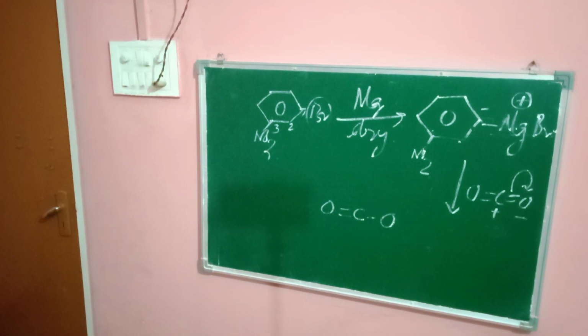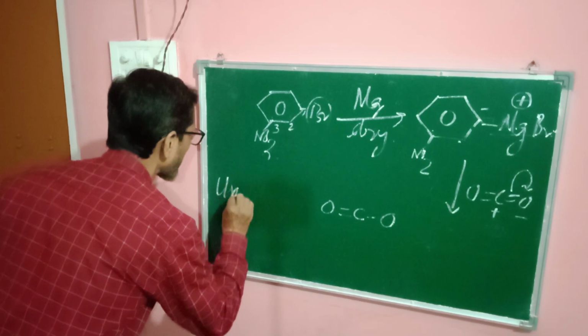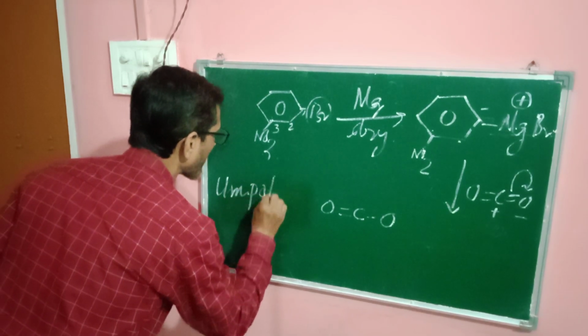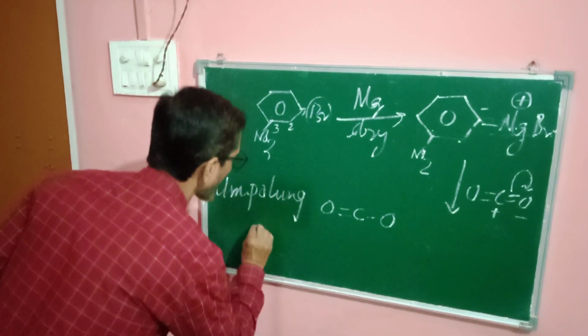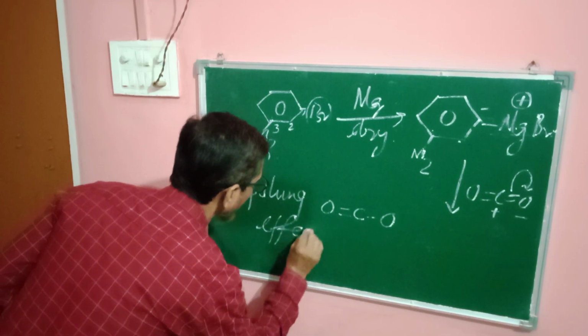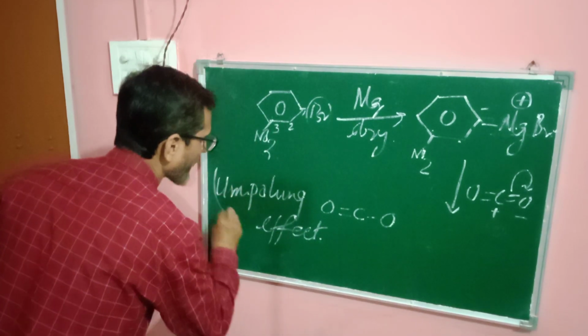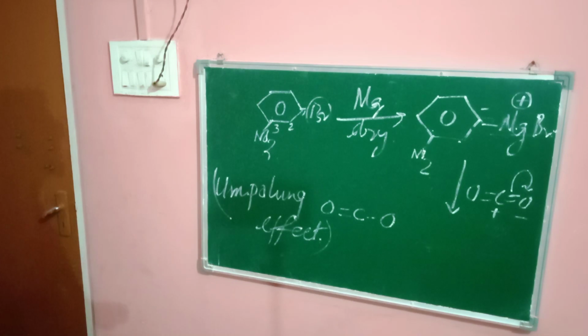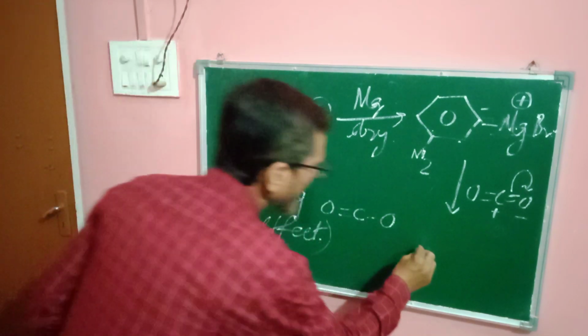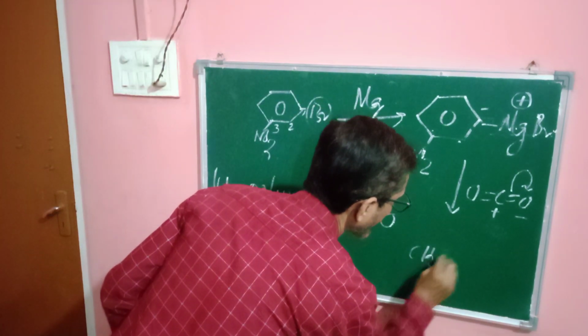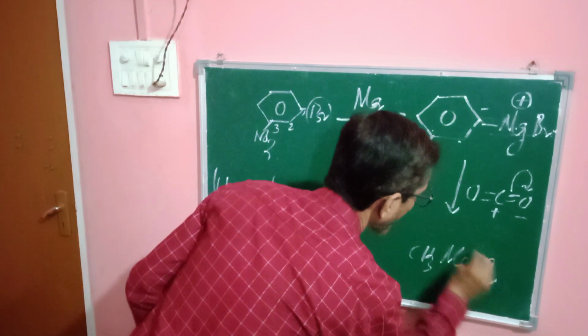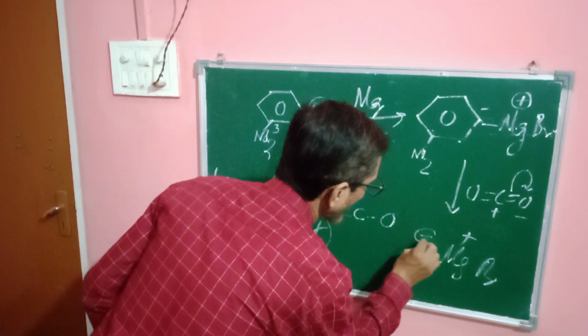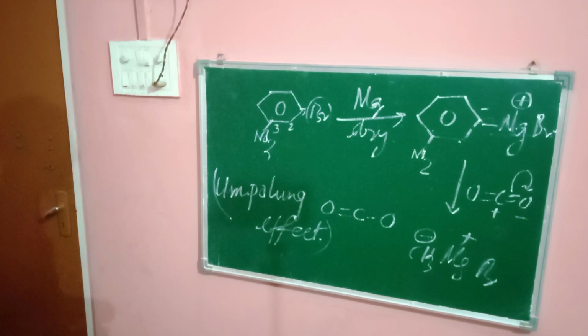reversal of polarity. That is Umpolung effect. Here just one new term you have got, Umpolung effect. Here Grignard reagent, where CH3MgBr, say it is plus and it is minus, so it is unexpected.